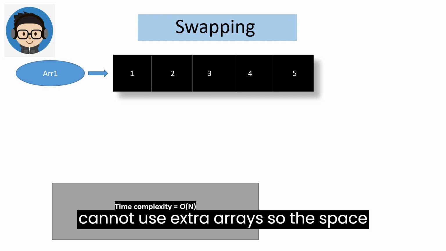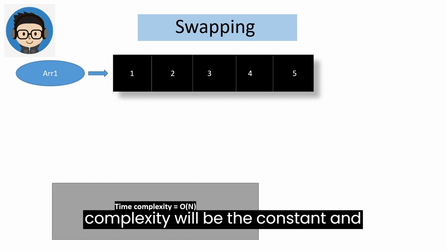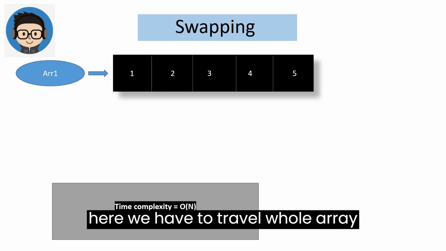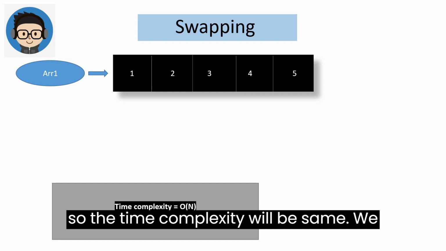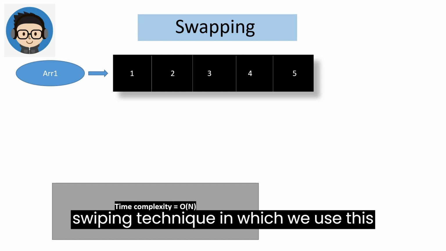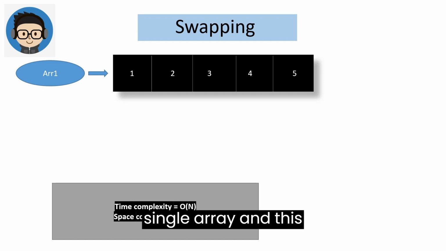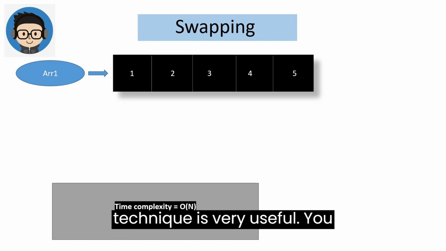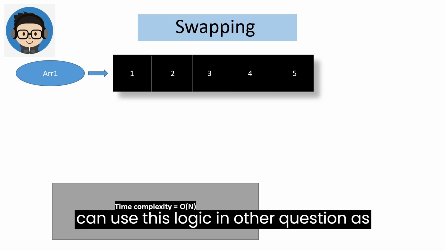Here we cannot use an extra array, so the space complexity will be constant, and here we have to traverse the whole array, so the time complexity will be the same. We can reverse the array by performing the swapping technique, in which we use this single array, and this technique is very useful. You can use this logic in other questions as well.